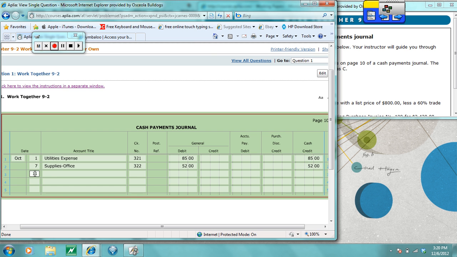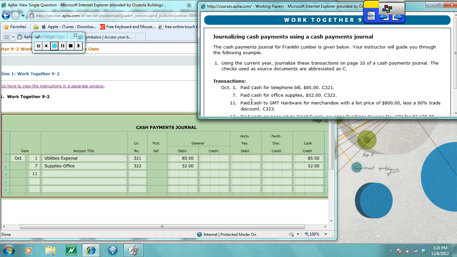Next, the 11th. And on the 11th, this requires a little bit more work. Paid cash to GMT Hardware for merchandise with a list price of $800, less a 60% trade discount. This discount stuff gets a little tricky. I'm going to give you some clues here. See how it's 60%? That's a lot. That's like if I walk up to you in the store, you're thinking of buying this shirt, and I say, it's 50% off today. Well, I'm not going to charge you this $800. I'm going to charge you what?